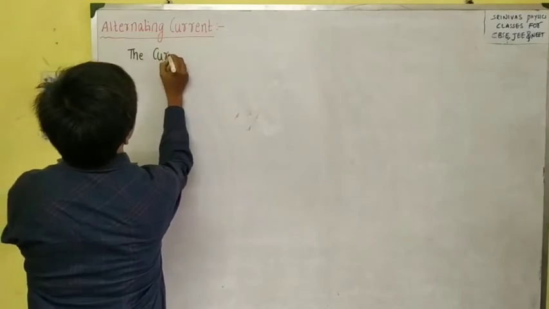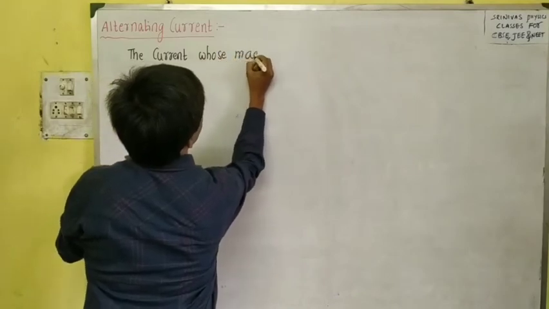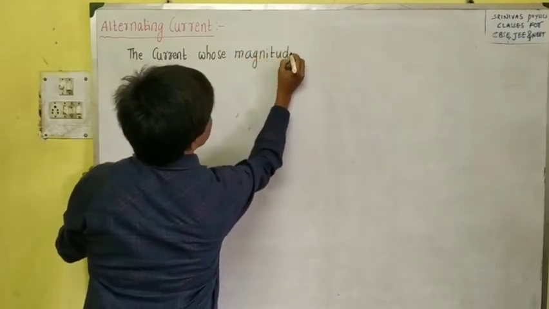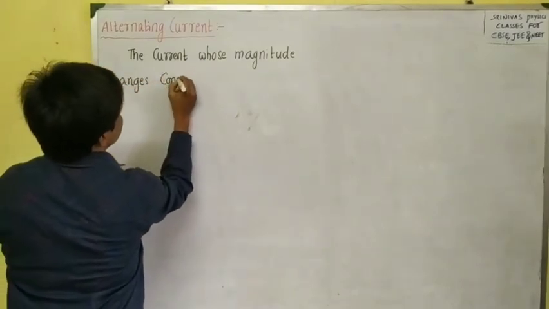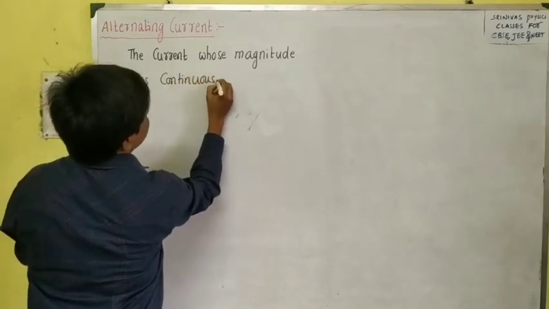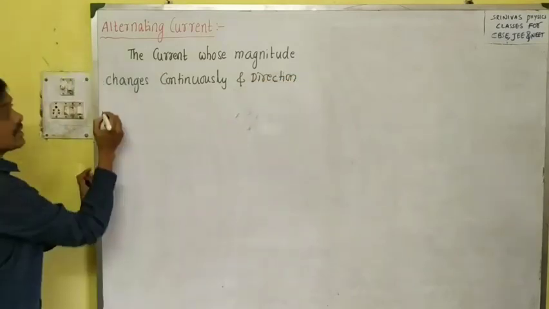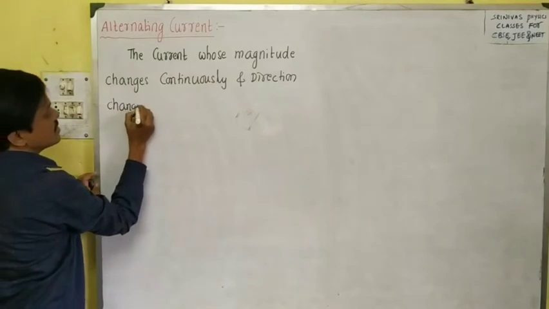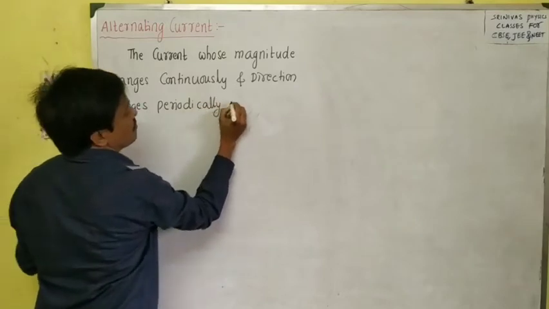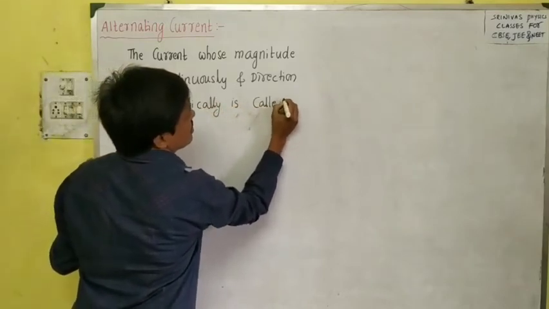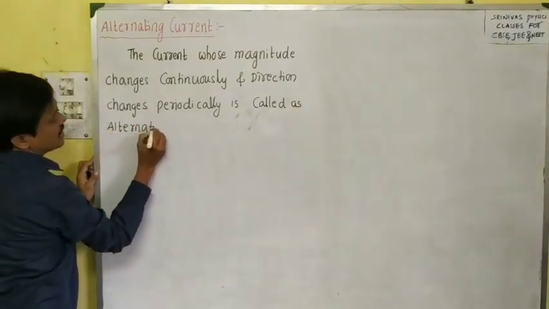The current whose magnitude changes continuously, whose current value changes continuously, and direction changes periodically, the direction of current also changes periodically, is called alternating current.